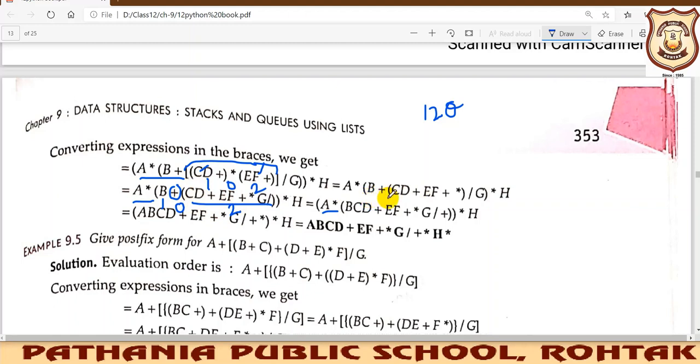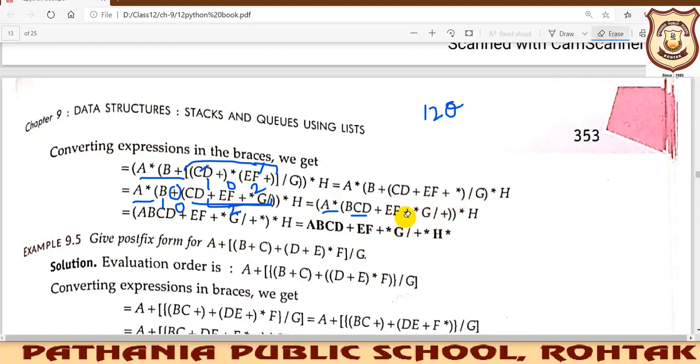So B plus, it will become BCD. Okay, BCD, then everything is same up to here. You can see plus EF plus multiply G. Up to here everything is same. Now this plus has been put at the last. So this is your operator in this case. Now what we will do, we will solve this bracket. This is also left now.